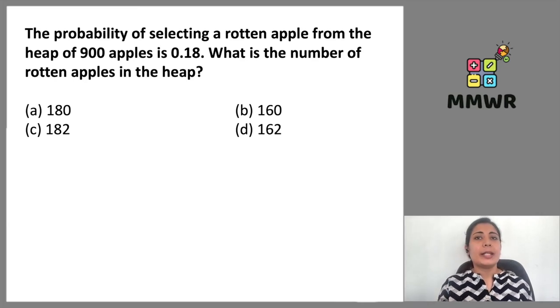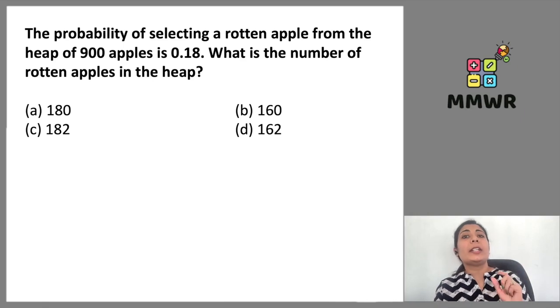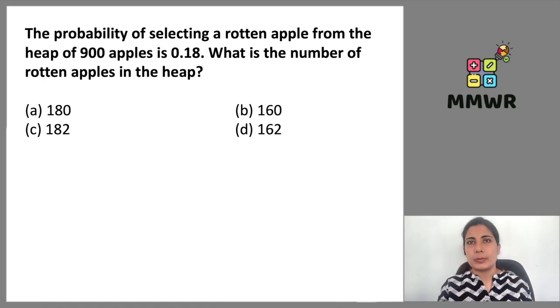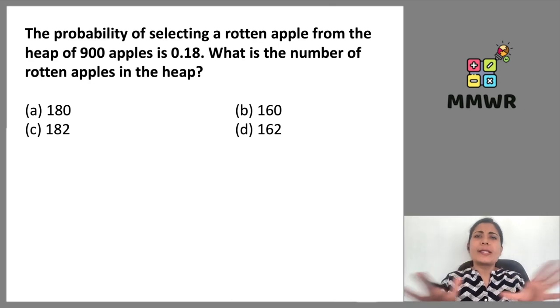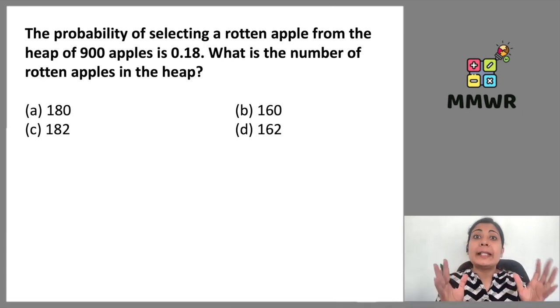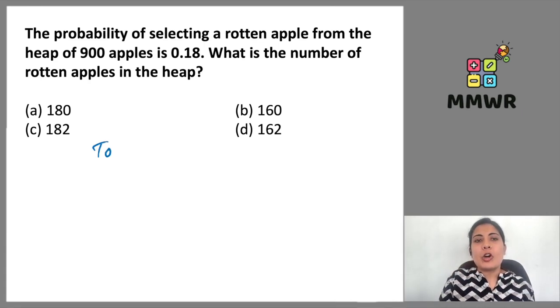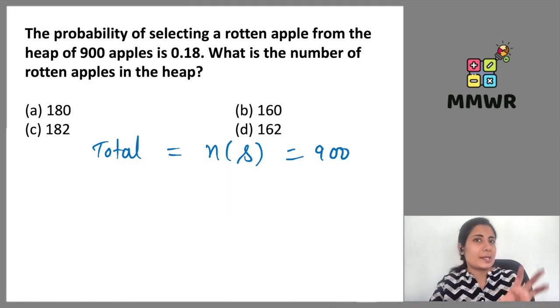Now the next example, in which something will be missing in the question. Might be the total number of possible outcomes is missing, or how many times exactly the event has happened is missing. But the probability has to be given in this type of problem. So the probability of selecting a rotten apple from a heap of apples. A heap of apples is lying there, very many apples kept. How many apples are there? 900. So total how many apples are there? Total 900 apples. That means the value of n of S we know, the total possible outcomes.